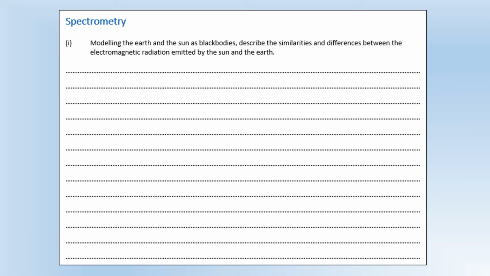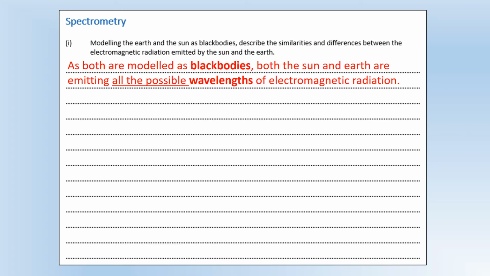This whole process of studying stars from their radiation is known as spectrometry. So, modeling the Earth and the Sun as black bodies, describe the similarities and differences between the electromagnetic radiation emitted by the Sun and the Earth. If we're modeling them both as black bodies, the similarity is going to be that they're both emitting all the possible wavelengths of the electromagnetic spectrum.